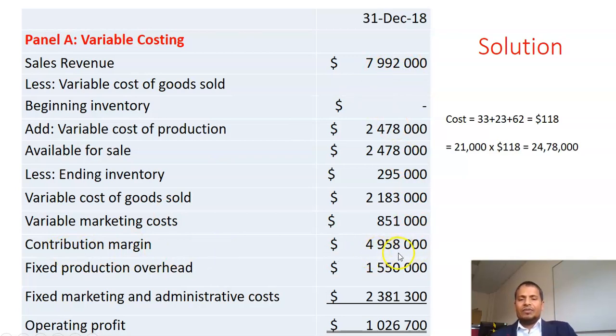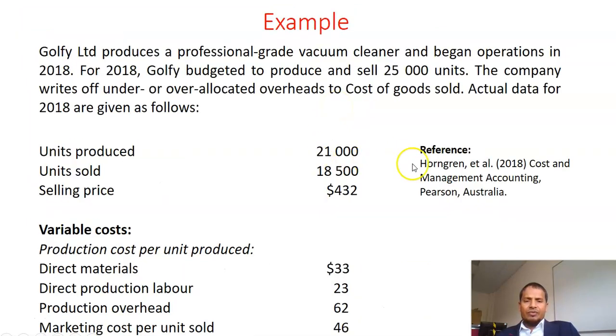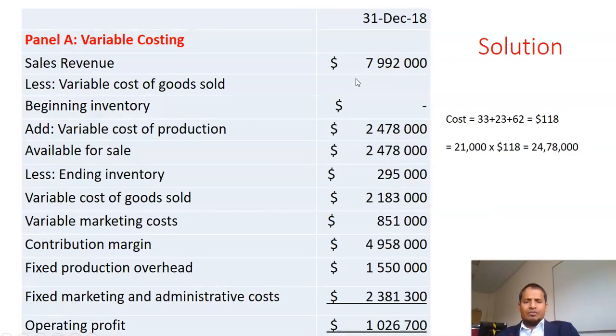Okay, and then deduct the fixed costs from here. So contribution minus fixed production cost and fixed marketing and distribution cost. It's given in the question. Okay, fixed marketing and fixed production cost and administrative. All these fixed costs, if we deduct from here and add together, then you will get net operating profit according to variable costing.